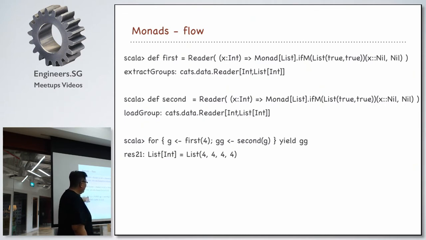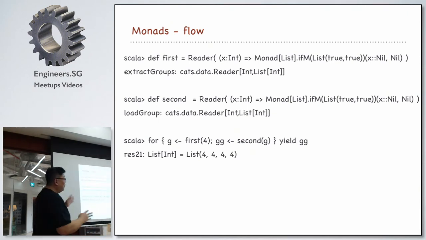Now, when you put it into a monadic computation, when you invoke first and give it a 4, it will give two lists. But because it's a list of two values, and because it's a flat map, it has to go through each element of the list and do the same thing again, so you always see 4 elements, right? Because flat map is always O of n squared. So this is a slightly more complicated example of using monads, a monad that is called a reader monad.